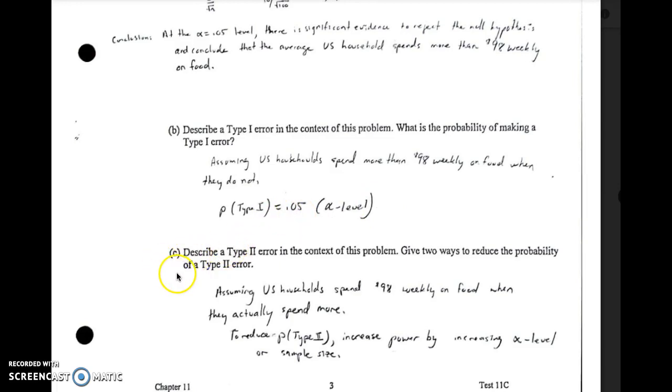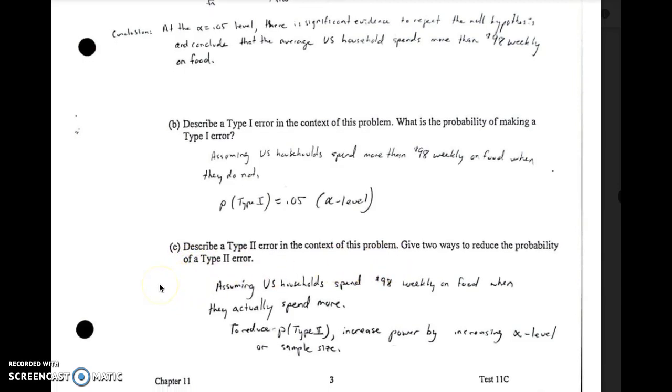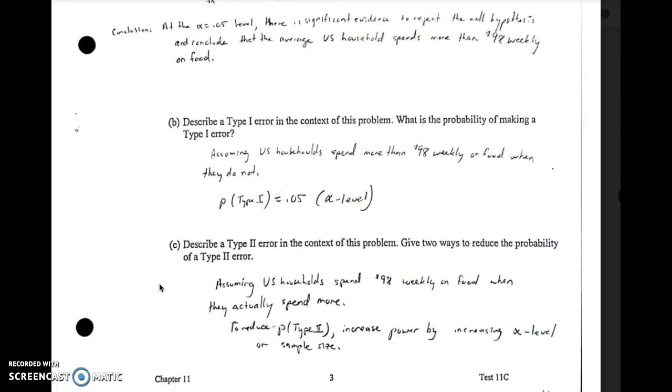For part C, we need to describe a type 2 error in the context of the problem and then give 2 ways to reduce the probability of a type 2 error. So a type 2 error here would be assuming that the households in the US spend $98 weekly on food when in fact they spend more. And a couple ways you can reduce that are to increase the alpha level or increase the sample size. And there's a couple other ways you can do that also, but those are just the two that I came up with.